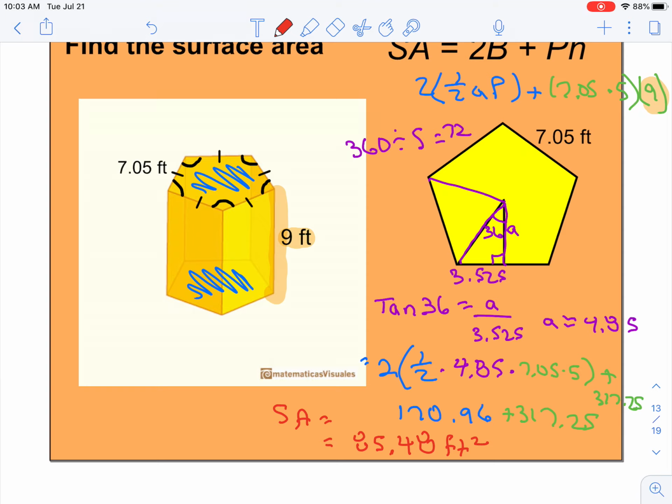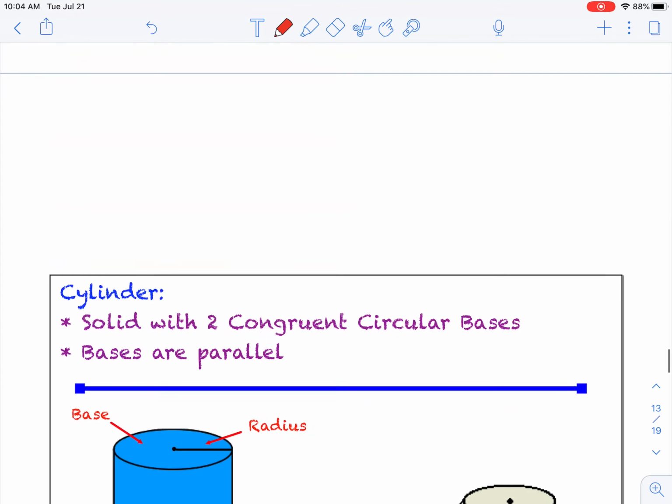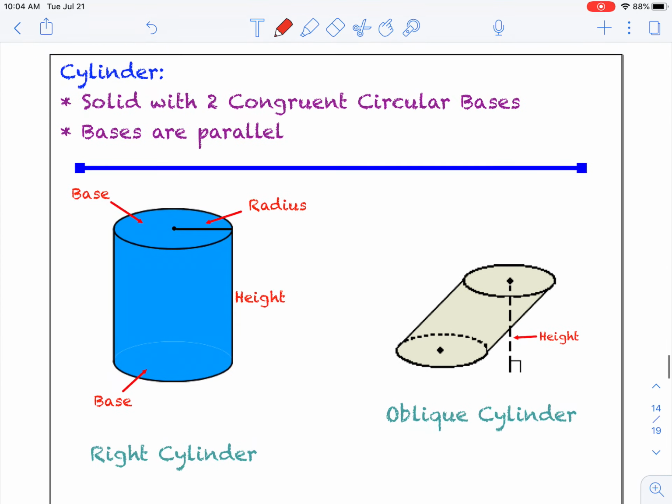Oh, no, sorry. That is not quite right. Sorry, those do not add up. That gives me 488.21 feet squared. So there's your surface area. Again, these get quite involved, but you can do it.